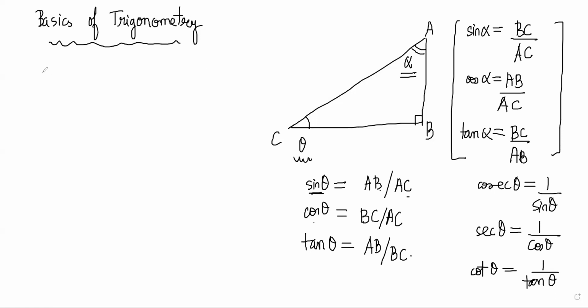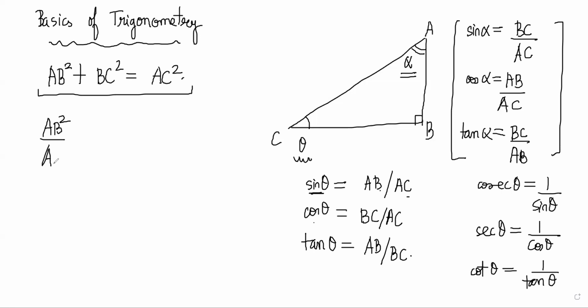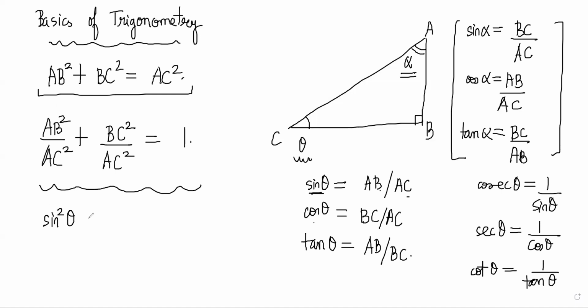We also have the Pythagoras theorem, which is AB square plus BC square is equal to AC square. And from the Pythagoras theorem, what we can do is divide both sides by AC square. What happens if I divide both sides by AC square? You can see that this is AB by AC whole square, right? So that is sine square theta, right? And similarly, this is what? This is cos square theta.